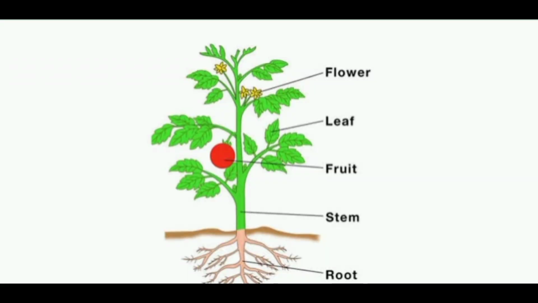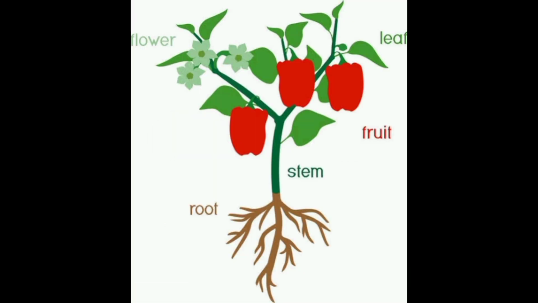Let us see some pictures about plant. See, a plant has flower, leaf, fruit, stem and root. So these are the parts of a plant. So let's see another picture: flower, root, stem, fruit and leaf.